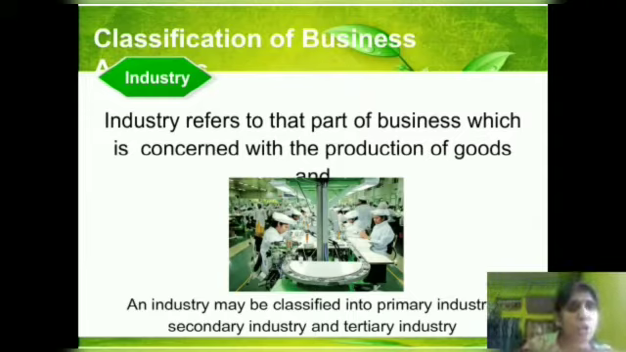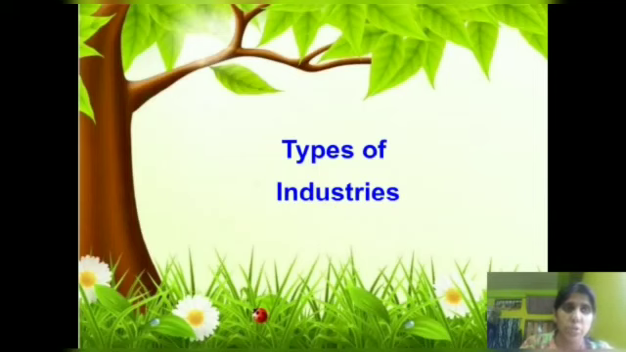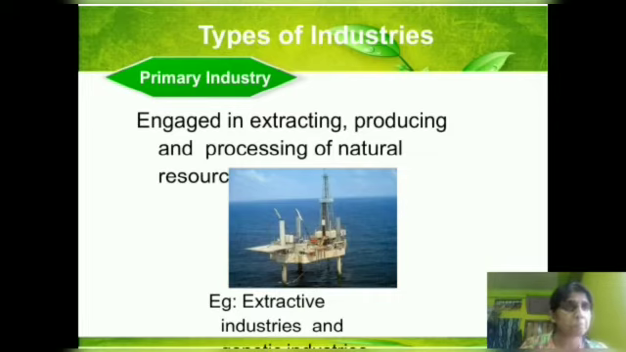See what I have jotted down in the slide, that industry refers to that part of the business which is concerned mainly with the production of goods and services. Means your main thing is only producing the goods and services. It is the factory or the industry. So industry can be further classified into primary, secondary and tertiary. So see the three types of industry, primary, secondary and tertiary.